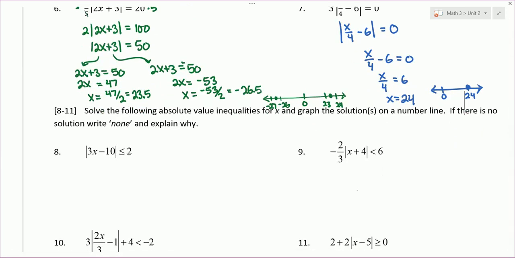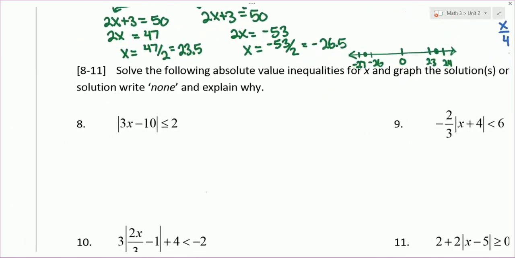8 through 11, we are to solve the following absolute value inequalities for x and graph the solution or solutions on a number line. If there's no solution, again, we write none or no solution and some explanation as to why. So in number 8, we are going to split this up into two problems. One is 3x minus 10 is less than or equal to 2. So I'm pretty much rewriting it, just dropping the absolute value sign.